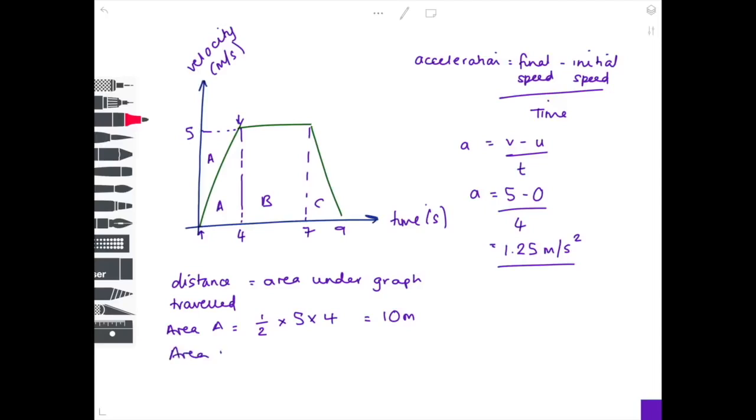Area B is more straightforward, it's just a rectangle, so just make sure you're reading the correct lengths. So it's 5 again, this time times it by 3, you get a value which is 15 meters. Finally, area C, we're back to our triangle, so we need a half, times the height of the triangle, which is 5, times the width of the triangle, which is 2, so we get 5 meters. If you add that up, you get a total area of 30 meters, and that therefore is the distance travelled.